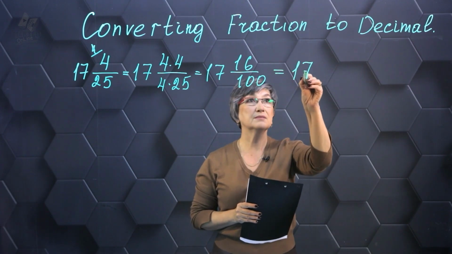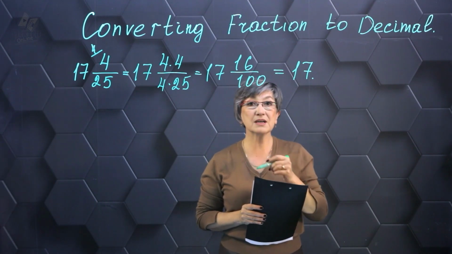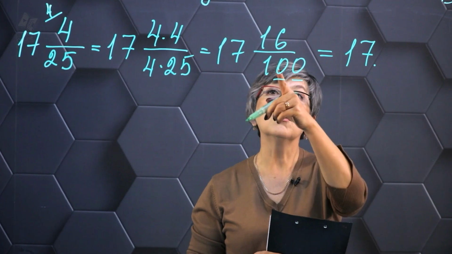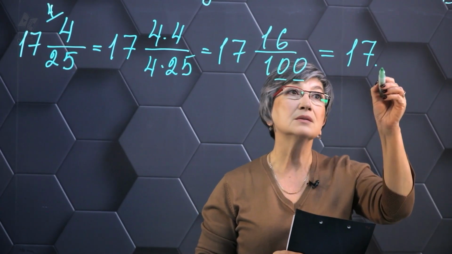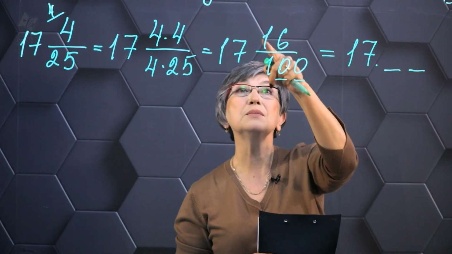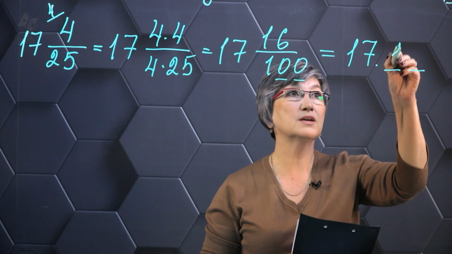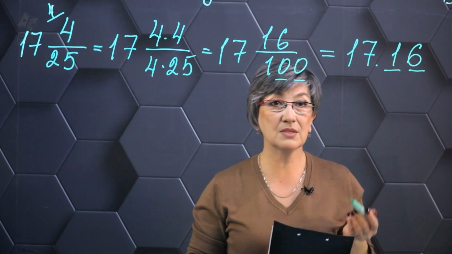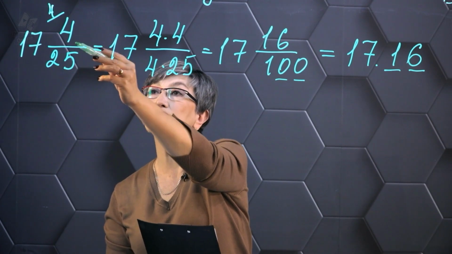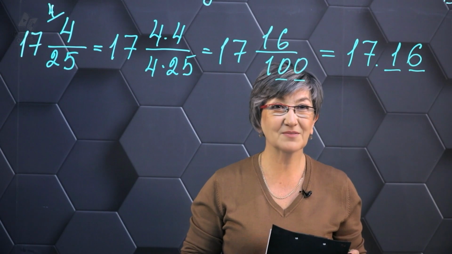17 whole, separating the whole part with a point. And now we write down the fractional part. Notice that in the denominator I have 2 zeros, so there should be 2 digits after our dot. And now the numerator is 16, that's 2 digits. So I write 17.16. We have converted the mixed number 17 4/25 to the decimal fraction 17.16.